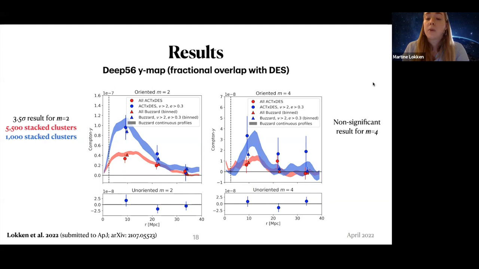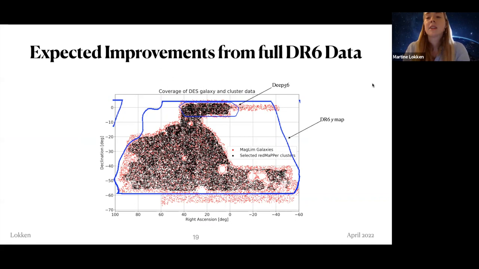And so to briefly touch on some of the improvements we expect from expanded data from ACT. The Y map that was used for those previous results only existed in this region here called Deep 5-6. And the new Y map is outlined here in this larger blue. And you can see that that overlaps with almost all of the DES data, which is shown in the red and the black points. So this is something like 10 to 11 times larger area, and therefore will increase our signal to noise quite a lot.